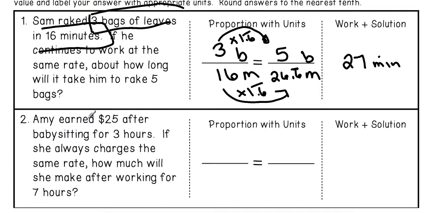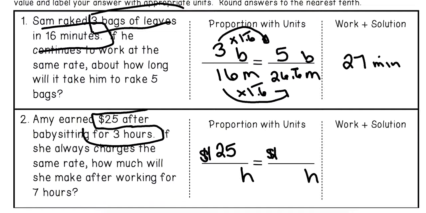All right, welcome back. Amy earned $25 after babysitting for 3 hours. If she always charges the same rate, how much will she make after working for 7 hours? Here is my comparison. Always it's in a sentence. $25 and hours. $25 over hours. My labels match. So she did $25 in 3 hours. How much will she do in 7?